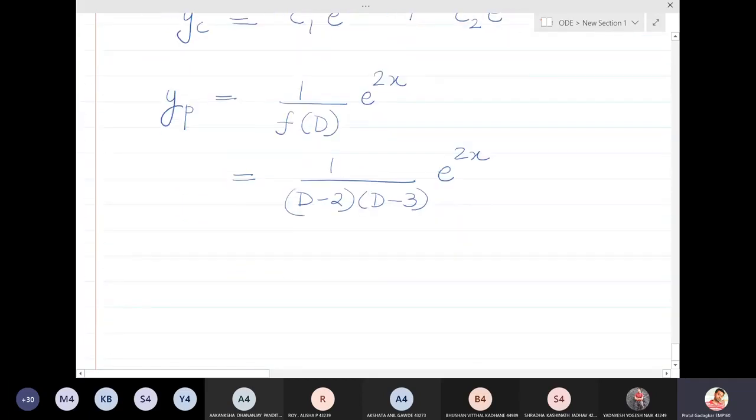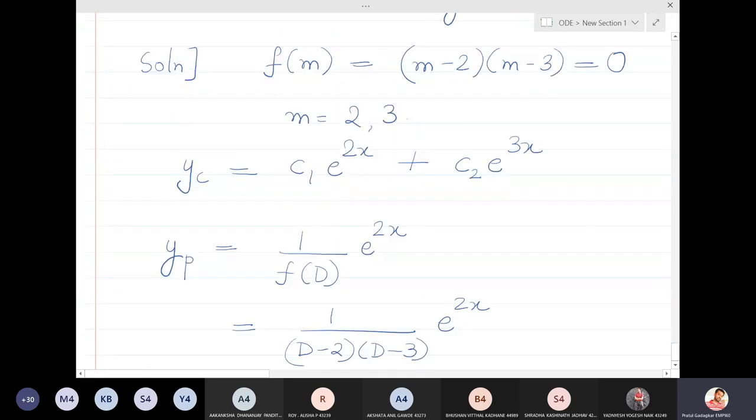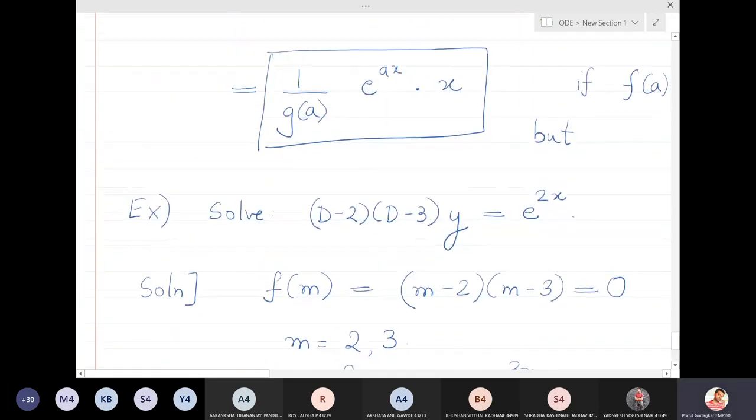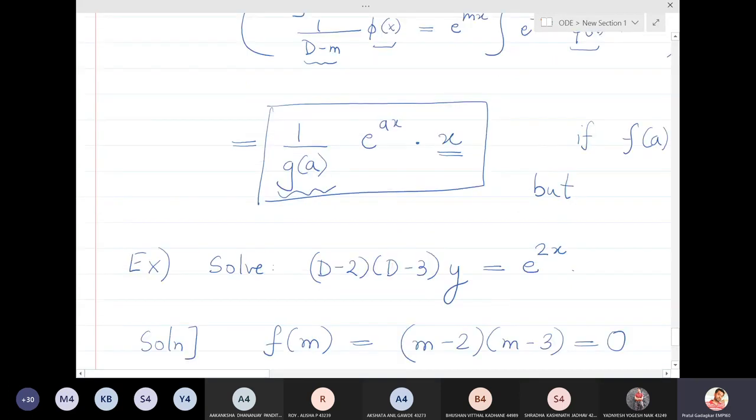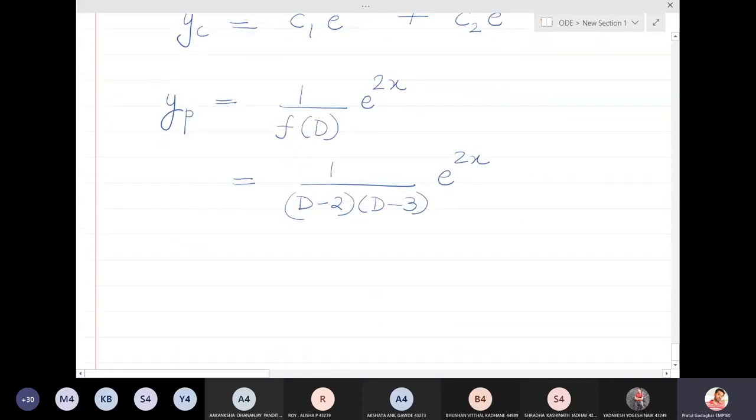Okay, now what does the formula tell me? Let us understand the formula. We will not learn the formula, but the formula tells me that wherever there is no problem, put D equal to a. Wherever there is a problem, omit that factor and just insert an x. Okay, this is what the formula is trying to tell. I'll do the same thing.